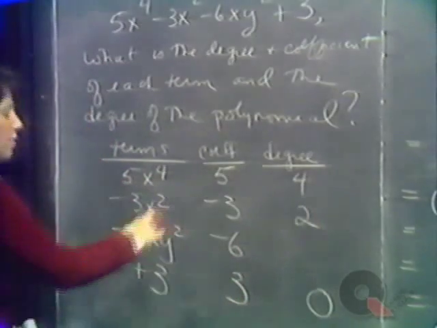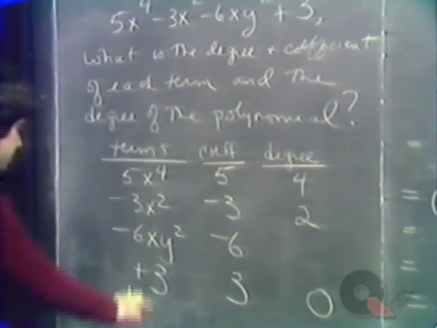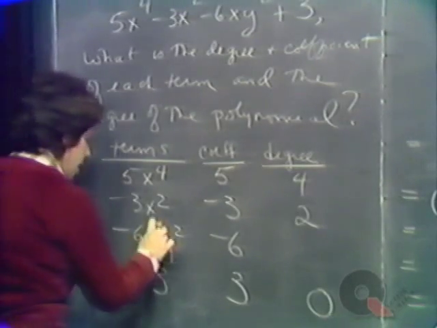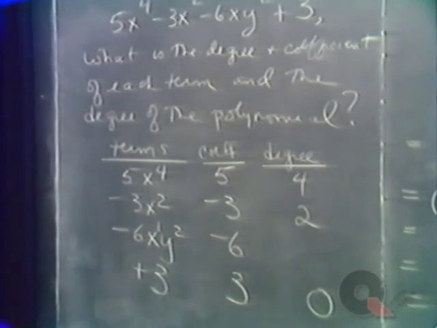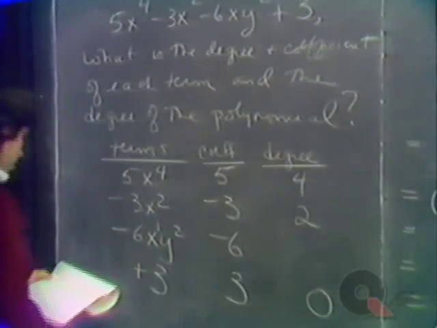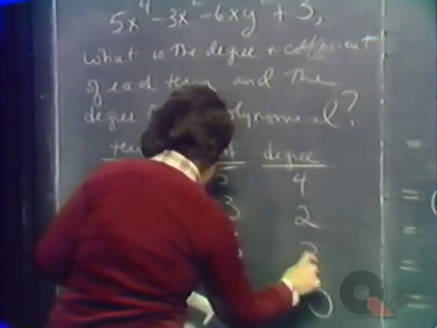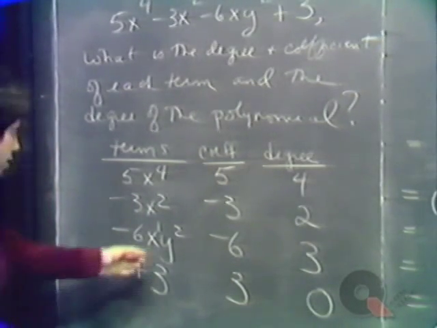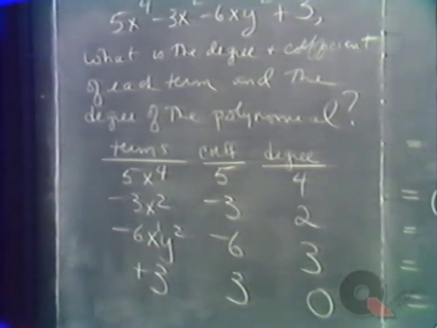But here we have two variables, x and y. X is to the 1st power, and y is to the 2nd. We add up the powers of the variables, 1 plus 2, and we get degree 3. The sum of the exponents in all of the variables in the term.